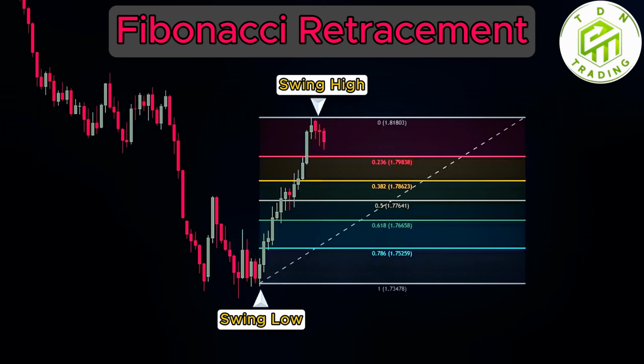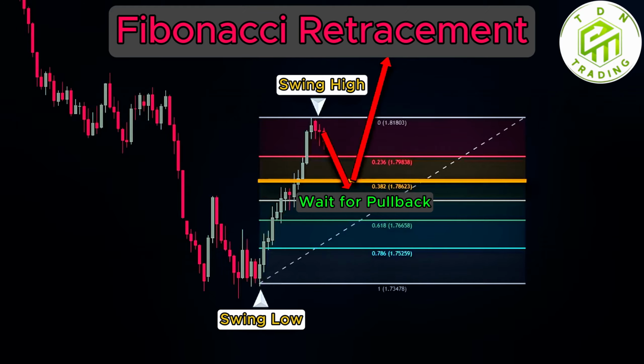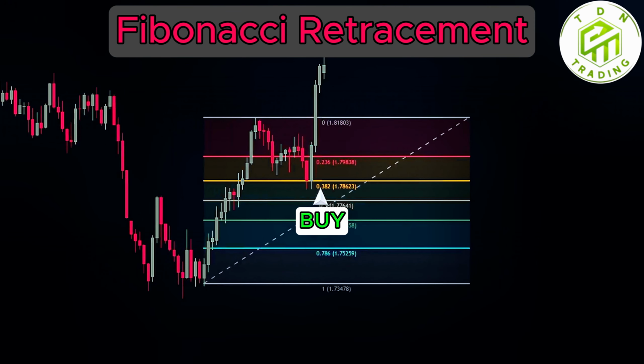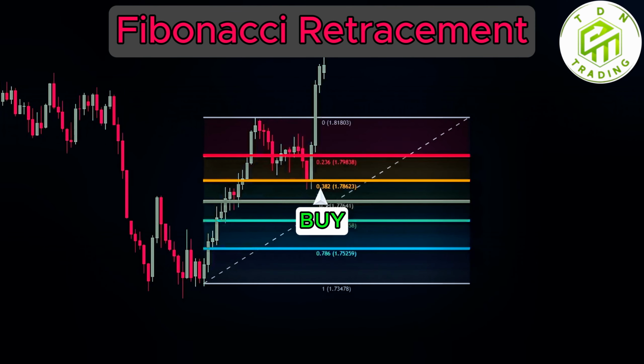Next, wait for the price to make a pullback to one of these levels. Ideally, the 0.382 Fibonacci level, because that's the most common level where price tends to reverse from. So if price touches that level, that could be a good buy entry. Keep in mind that price could also reverse from other Fibonacci levels. Combine it with other confirmation signals to get a better entry.